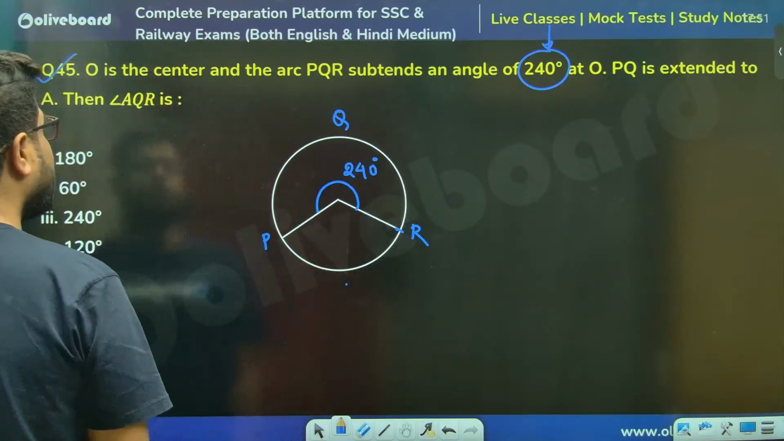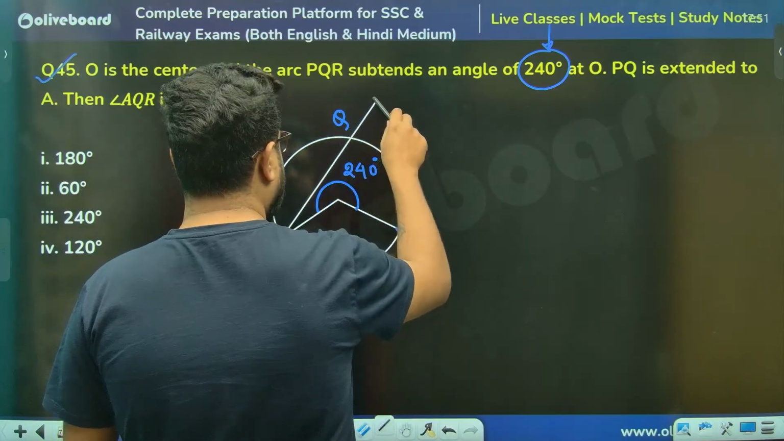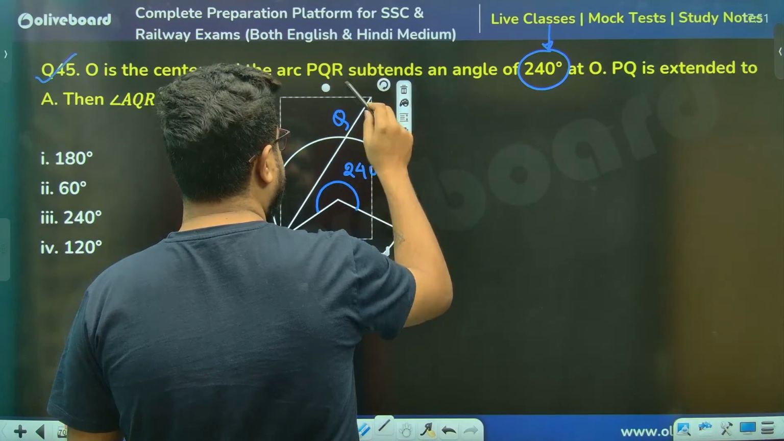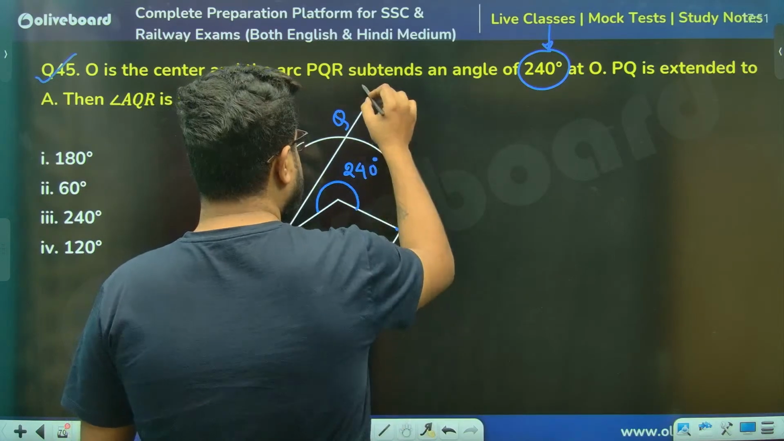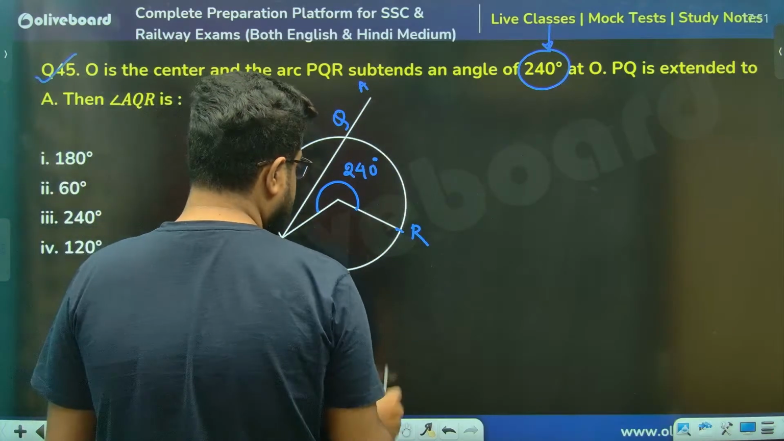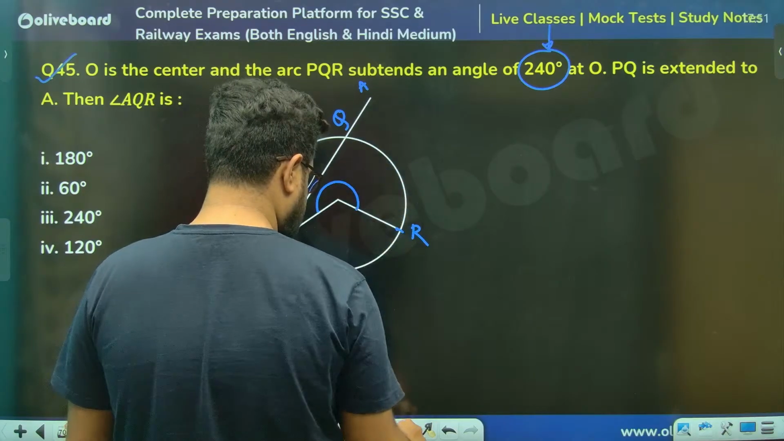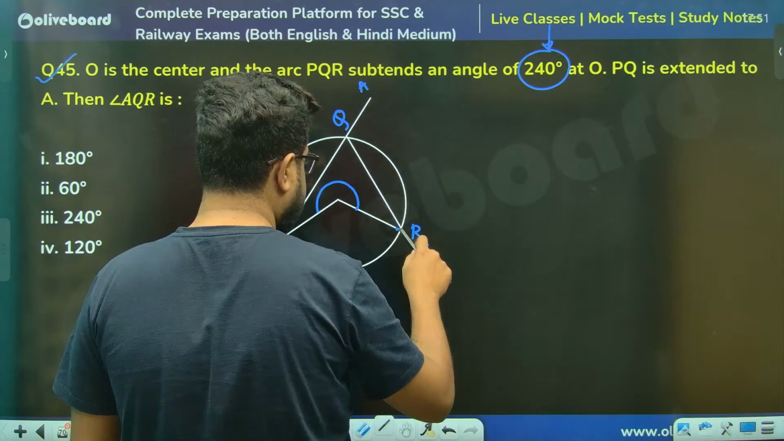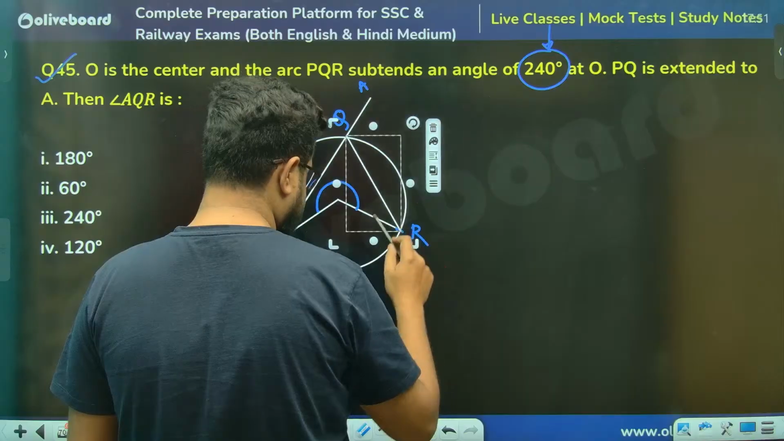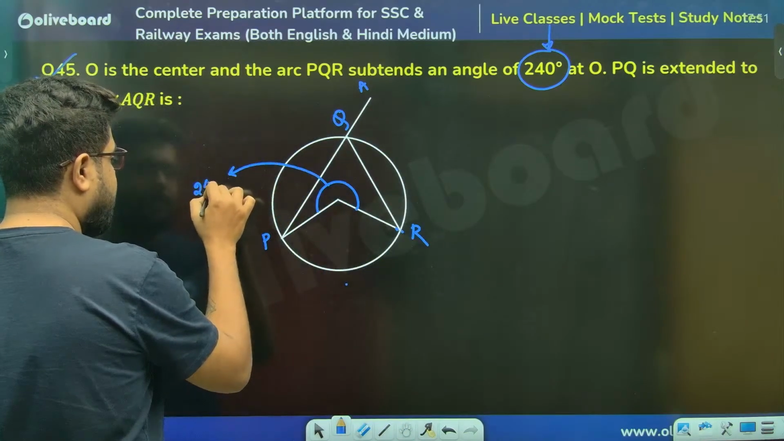PQ is extended to A. Okay. PQ has been extended to A, sir. So this is A. AQR, they are asking us to find the value of AQR. This angle, sir. It's very simple actually. So this is given as 240 degrees, sir.